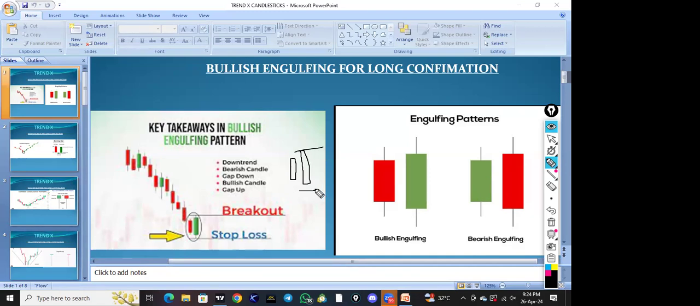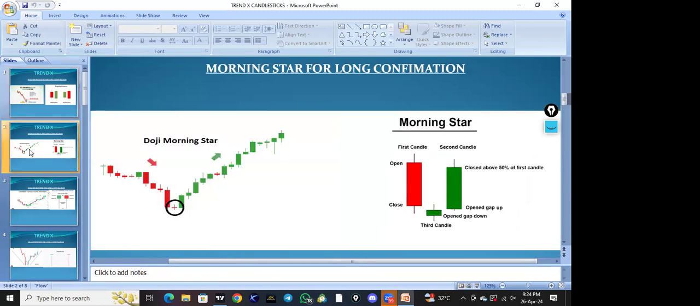Keep your stop loss below support, and you know our targets. This candle is very important. Bullish engulfing, and this is the morning star. I'll always be looking for this candle. We'll get it many times. It's a very simple candle. It will be a red candle, and a small doji, and a green candle. This is the morning star.